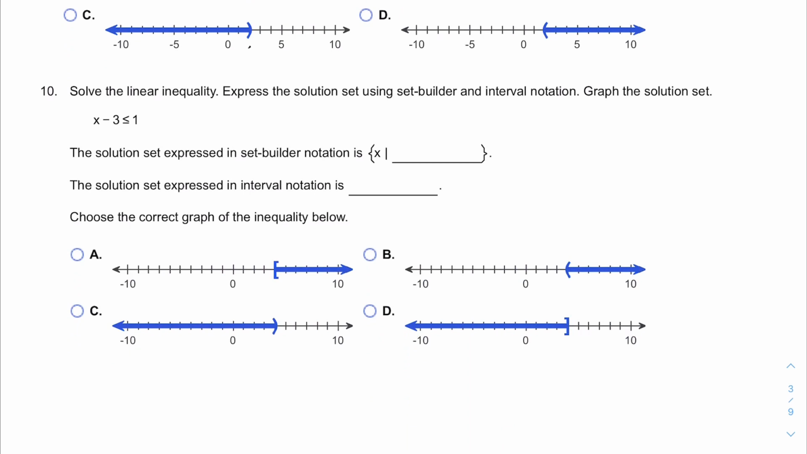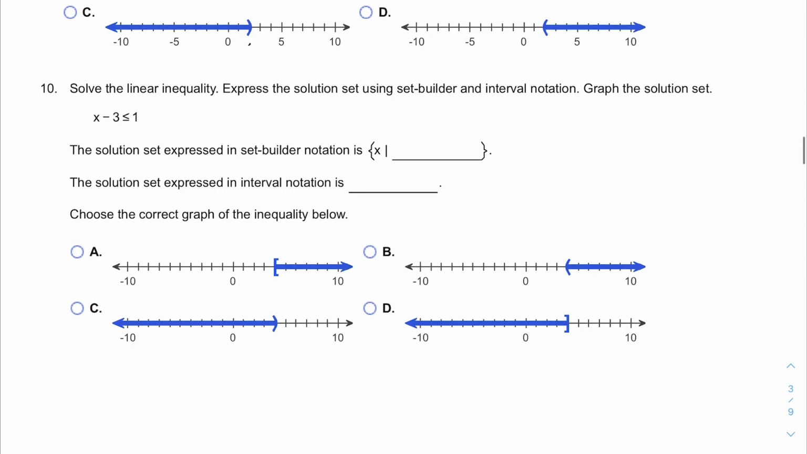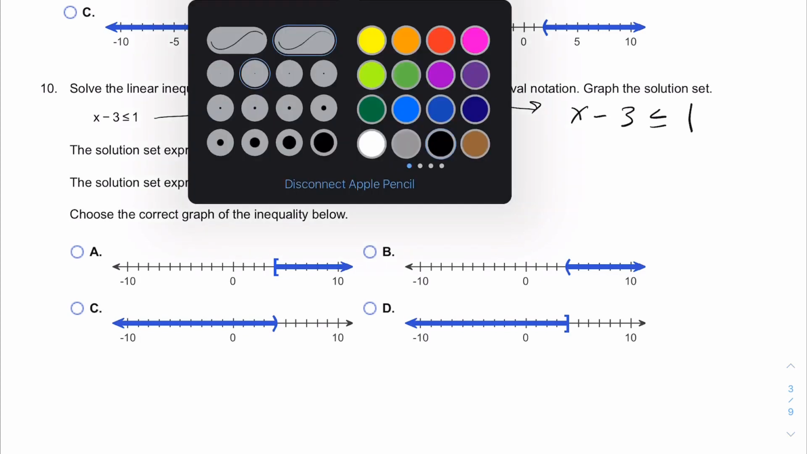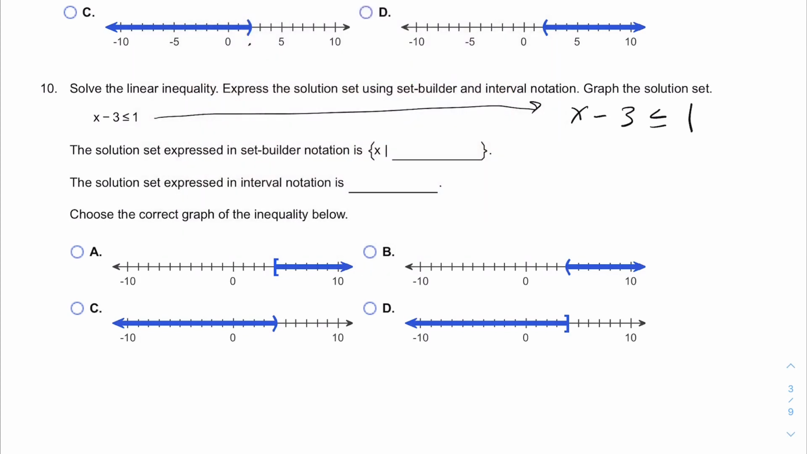Let's see. So we need to get x by itself. So I'm going to rewrite this over here. x minus 3 is less than or equal to 1. We are now solving. So remember, what is important when you solve? You're going to solve it like an equation, but if you multiply or divide by a negative number, you must reverse the inequality.